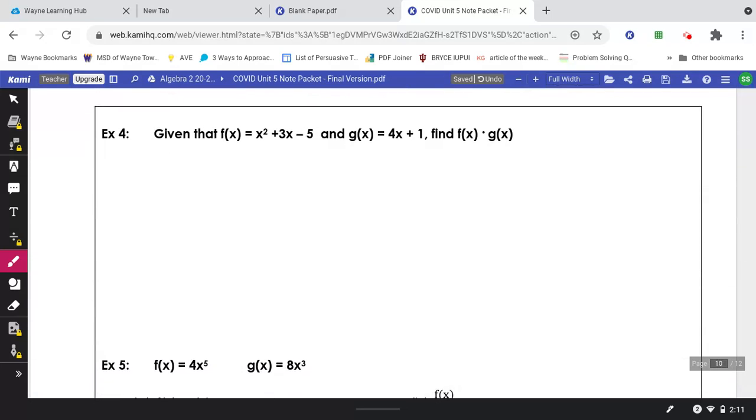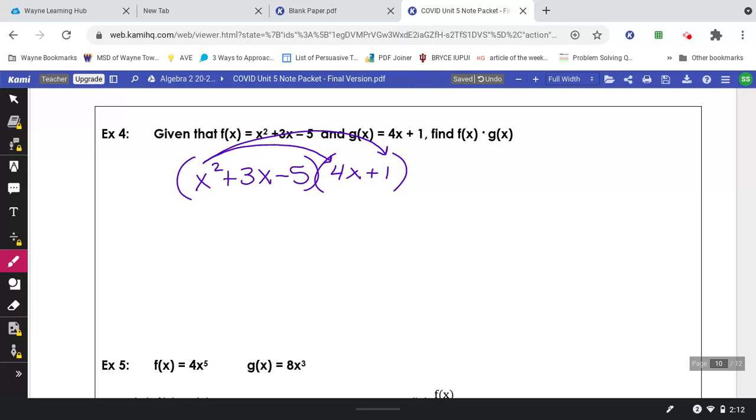Example number 4. Again, two new functions, and they're going to ask us to multiply this time. So we're going to write x squared plus 3x minus 5 multiplied by 4x plus 1. All right. So I'm going to take this and I'm just going to distribute it. X squared needs to multiply by the 4x as well as the 1.